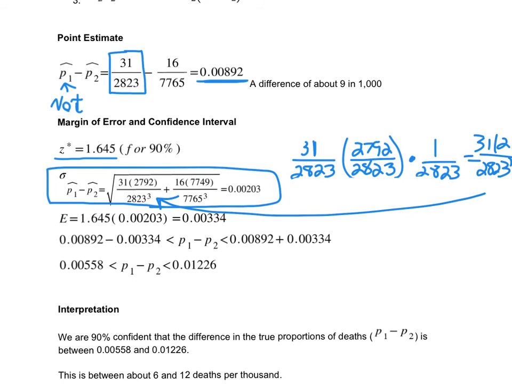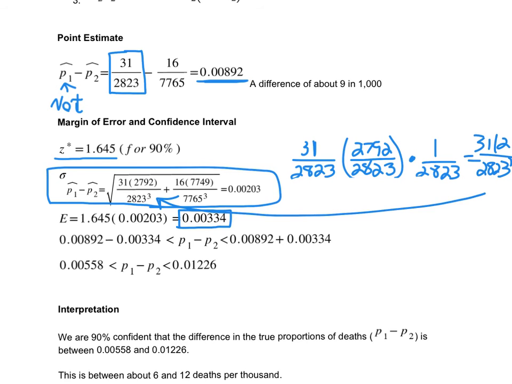Okay, it really would be the best way to do it because there's no rounding happening. If you convert your proportions to decimals, you are going to have to round, but that's fine. Just make sure that you include enough digits after the decimal if you are going to convert those to decimals right off the bat. Okay, so moving on. We calculate our standard error. We multiply that by our Z-star, and we end up with a margin of error of 0.00334.